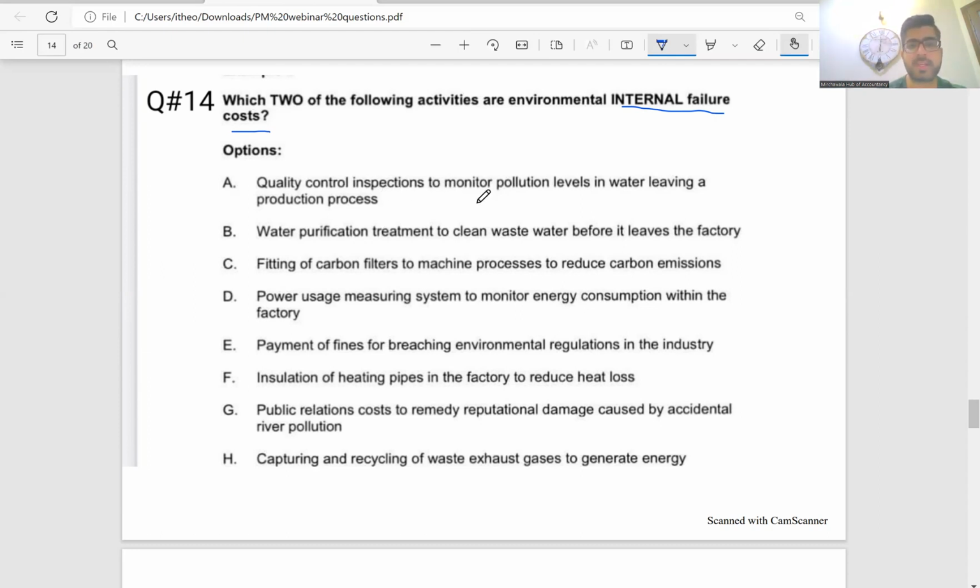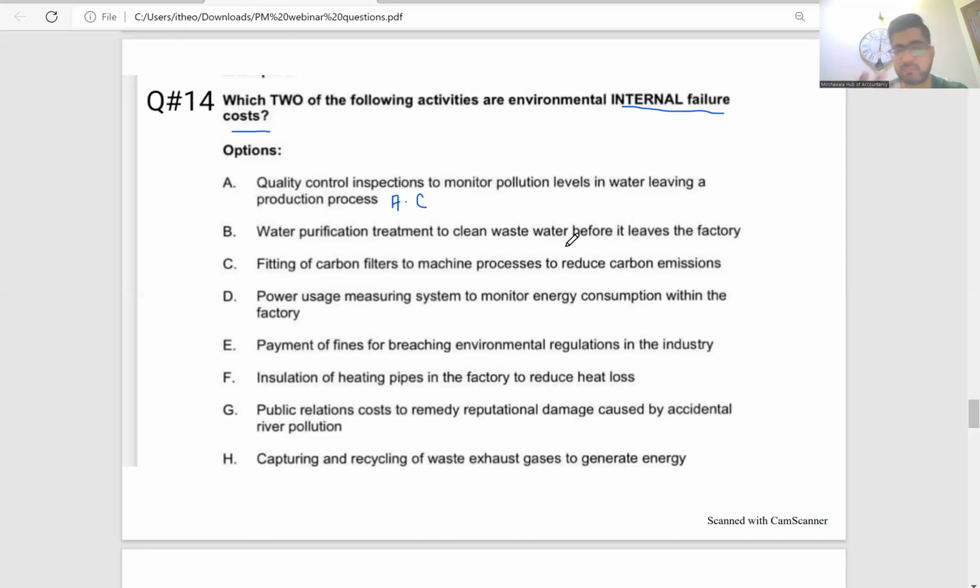Quality control inspections to monitor pollution levels. So inspection is basically an appraisal cost. Water purification treatment to clean wastewater before it leaves the factory. Okay, so before it leaves the factory can be internal failure.